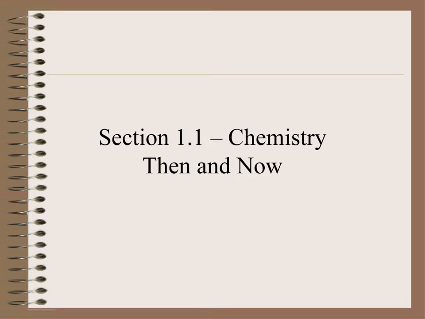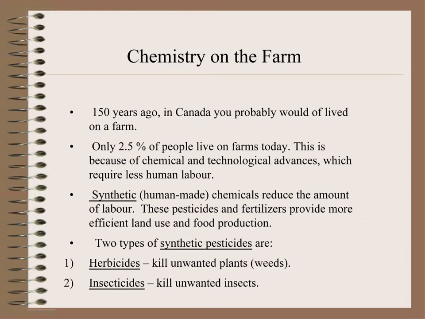So this lesson that we're first going to talk about is chemistry then and now. So looking at the past and how we progress to the future in relation to chemistry. About 150 years ago in Canada, you probably would have lived on a farm. Only 2.5% of people live on farms today, and this is because of chemical and technological advances which require a lot less human labor. So, you just think about your daily lives, the things that you use, where do they come from? How are they made?